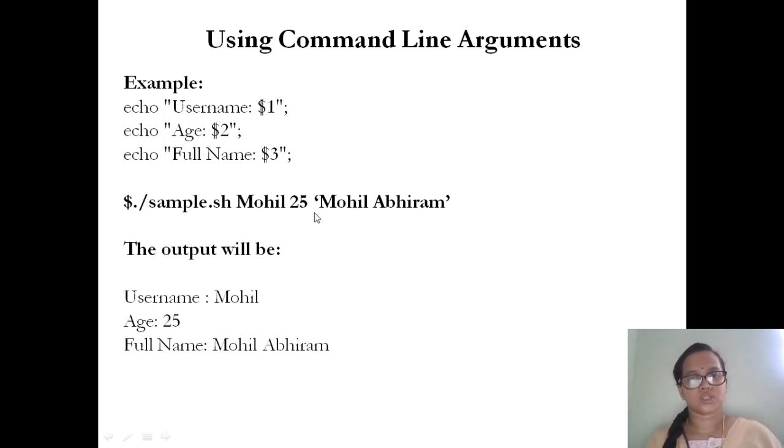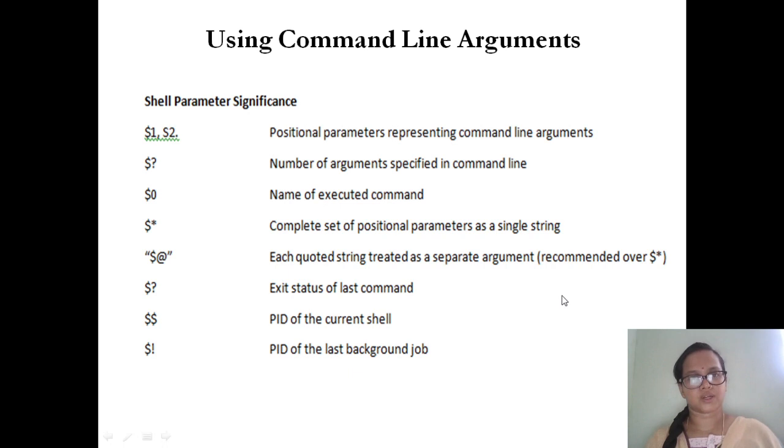I have used two words, that's why it has been quoted. So username is Mohil, age is 25. See here, $1 is Mohil, $2 means 25, $3 means Mohil Abhiram. In the same way, username is Mohil, age is 25, and full name is Mohil Abhiram. So this is how it will be displayed. So you have many parameter significances over here.